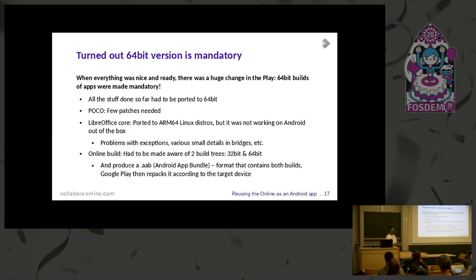And of course, the online build now had to count on actually having two trees of the compiled native stuff. One was the 32-bit, the other 64-bit, and create some Android app bundle that is then uploaded to Google Play. When Google Play serves it to the devices, it repacks that into the actual APKs, and then the users are served either the 64-bit version or the 32-bit version according to their device.